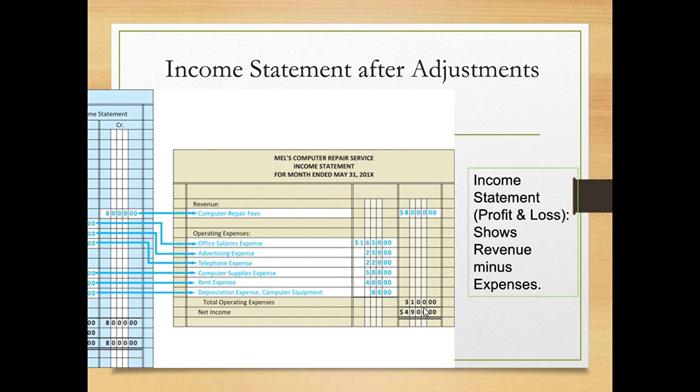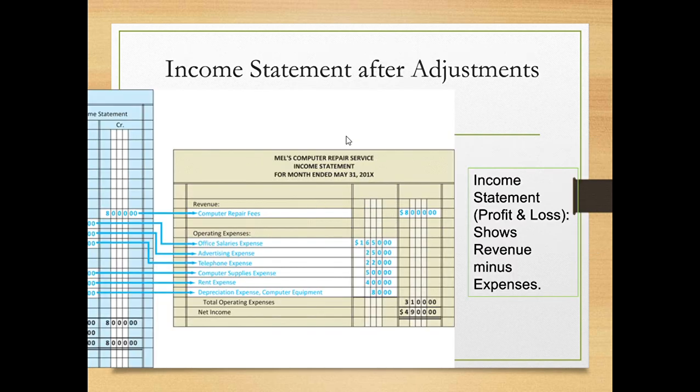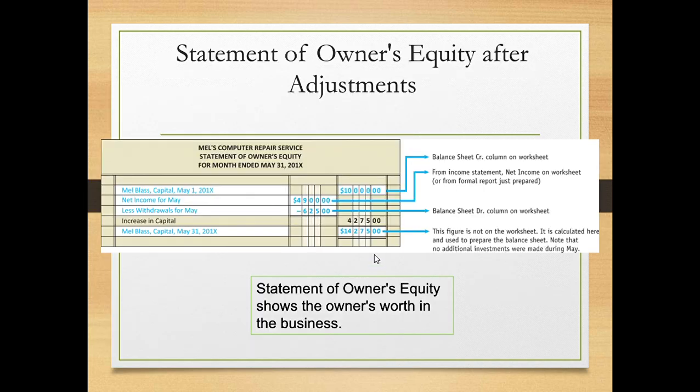Okay. The next statement we do is the statement of owner equity. So the statement of owner equity starts with the beginning of the month. So in this case, we're doing May 1st. So on May 1st, we show what the value of Mel's capital is. It's $10,000. Then we take from the income statement the net income or the net loss, and it comes over here. So whatever the last figure is from the first statement, which again is our income statement or profit and loss, is 4,900. This 4,900 comes over here.